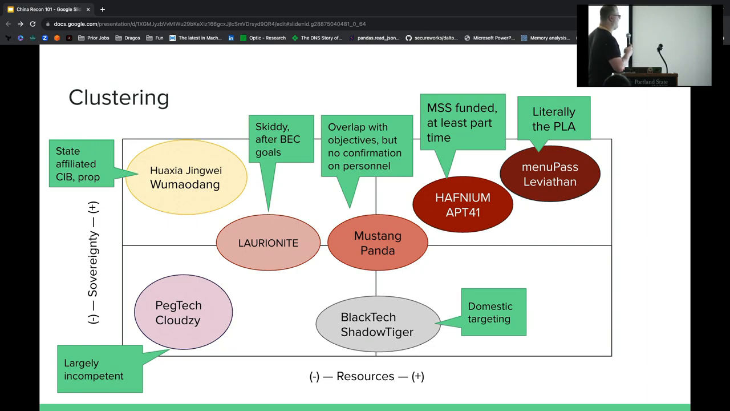You have the Wu Mao Dong, the 5-cent party, which is individuals who are taking payment to make their potentially biased thoughts known on domestic social media. There's been other CIB players that have been noticed through Facebook reports, but there's not much OSINT about these groups, at least for now. It's getting more and more clear as of the last quarter's release.